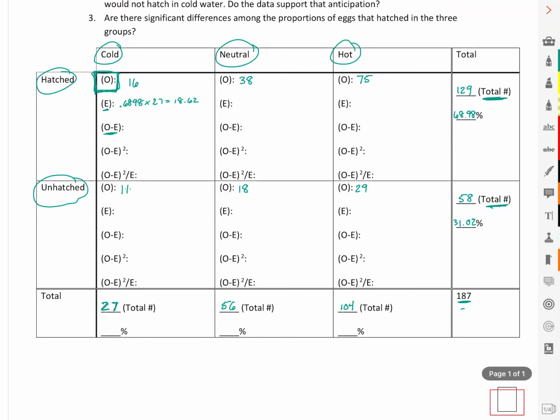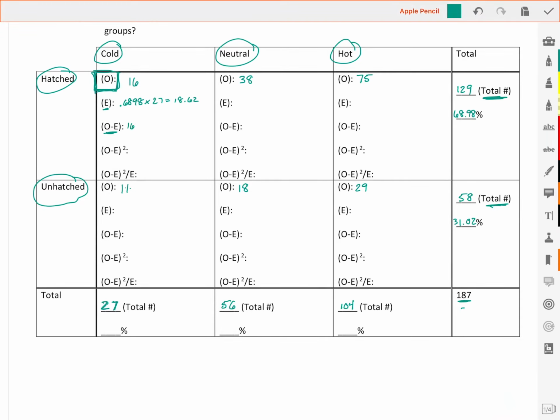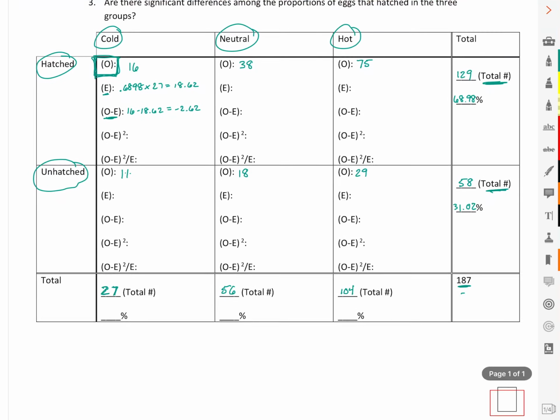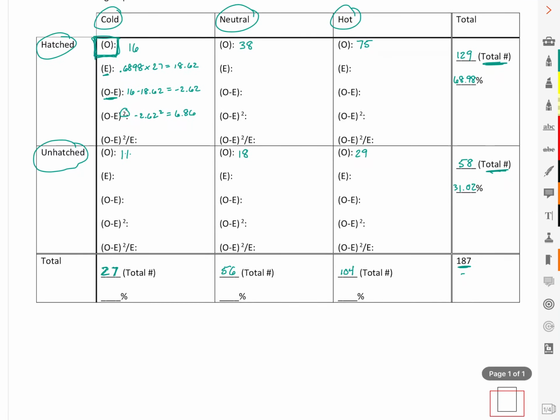So now the next question is, how much did these deviate? All I'm going to do is take my 16, my observation, minus my expectation, 18.62, and that's going to give me my deviation, which is negative 2.62. Okay, so that's my deviation. For the next step, all I have to do is square that deviation. So negative 2.62 squared gives me a positive 6.86.